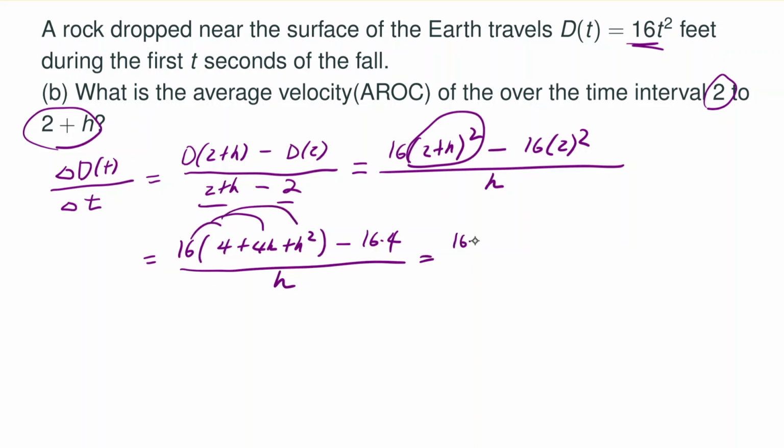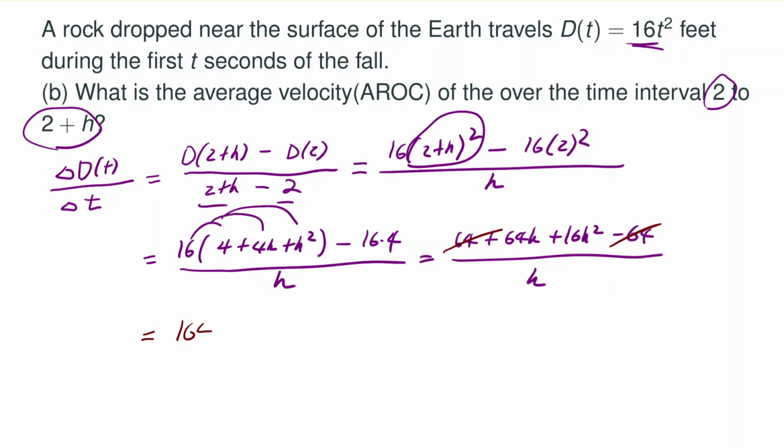We'll get 16 times 4. Let me actually write that, which is 64 plus 64h plus 16h squared minus 64 over h. And we see here that this 64, they cancel out. So the only thing we have left here is 64h plus 16h squared over h, which we can cancel out.